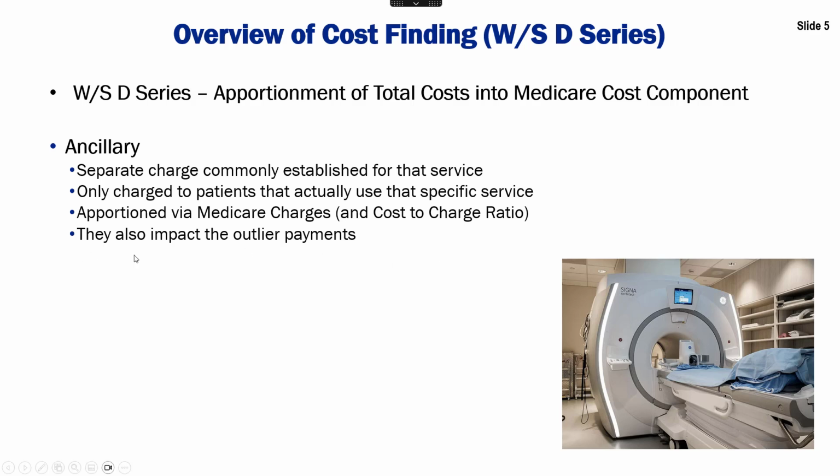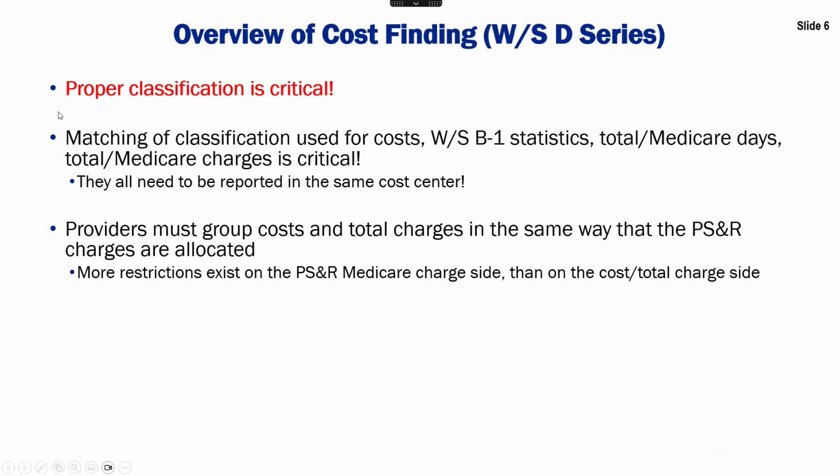Now, these Medicare charges impact the outlier payment as well, but again, that's outside of the scope of this discussion. The key point here is that classification is critical, mainly between the routine and ancillary, but also just the proper cost center in general. There are multiple routine cost centers, multiple ancillary cost centers. Classification into each of them is proper. But furthermore, we're not just talking about Medicare charges on the PSNR.